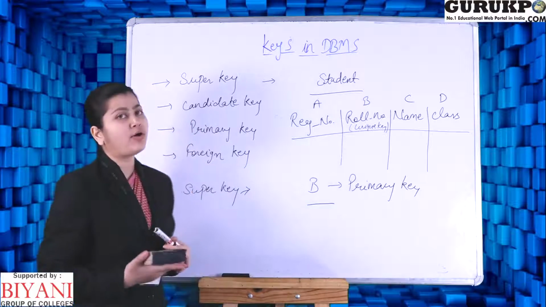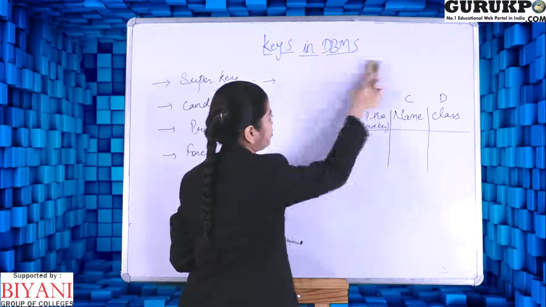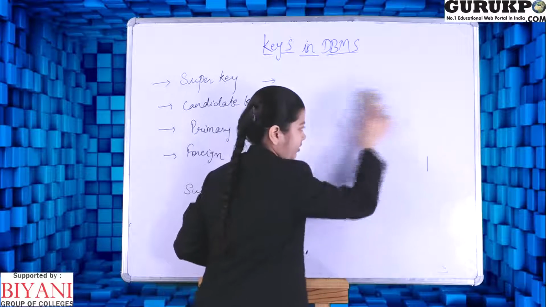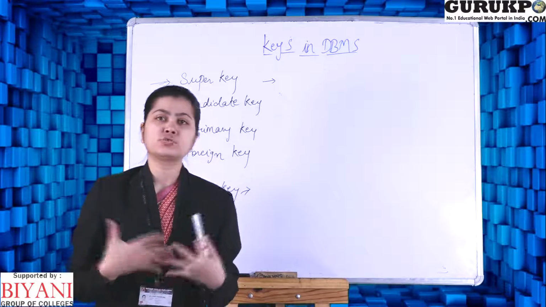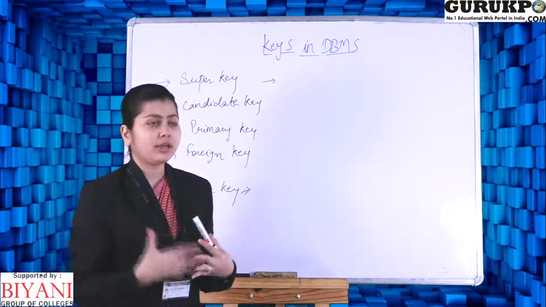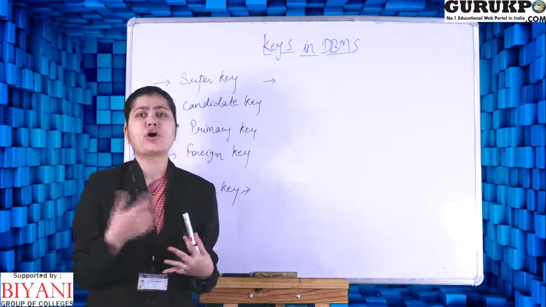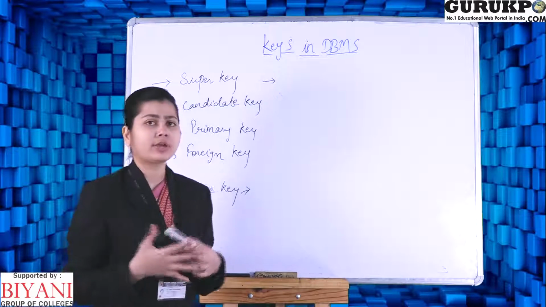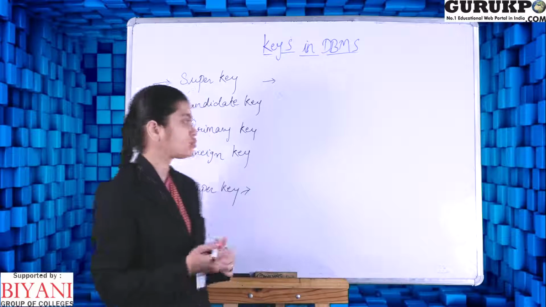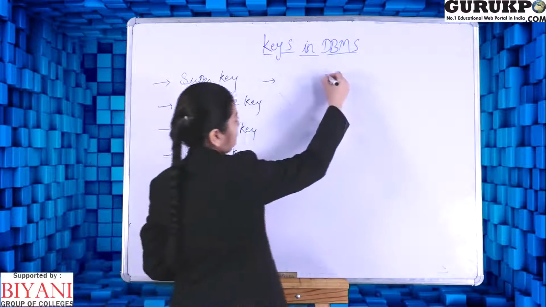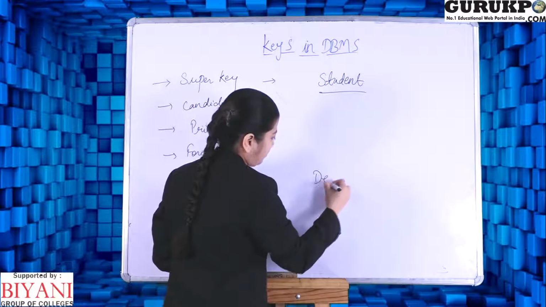And the last one is foreign key. So what is foreign key? Basically, foreign key is a key which is used to link two tables with each other. If we want to link two tables by using a common attribute or common value, then we can use foreign key. Foreign key is basically used to link two or more tables. So let's take an example of foreign key. We have two tables here, student table and department table.